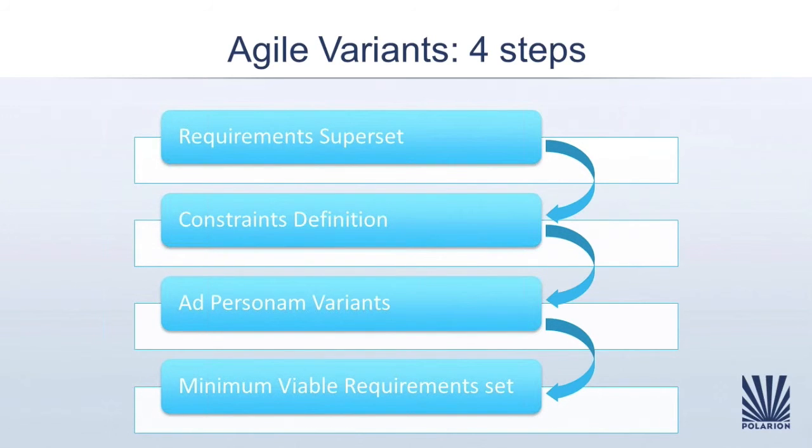The first is that you want to define a master set of requirements, the superset of requirements. Second is to identify all the possible constraints and restrictions for that set of master requirements. Number 3 is you add the variants that are dedicated to your specific groups, the actual personas, ad personam, a Latin phrase for a specific user group. And last but not least is identifying the minimum set of requirements that is viable for release to the consumer. I'll go into some examples in detail about this as well.